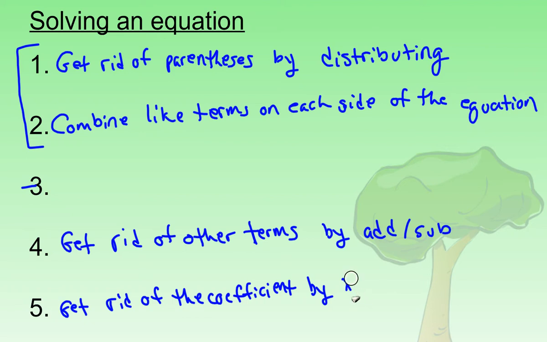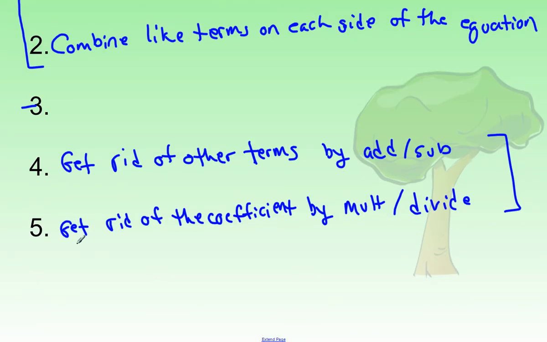I'll write it out. By multiplying or dividing. Now, this you're familiar with. When we did those one-step equations in the last lesson, this is what we were doing. If the variable was being added by something, we subtracted. So for an example of step 4, x minus 5 equals 12. You want to get rid of this other term. So you do the opposite. We would add 5 to both sides, and we get x equals 17. This is what step 4 looks like.